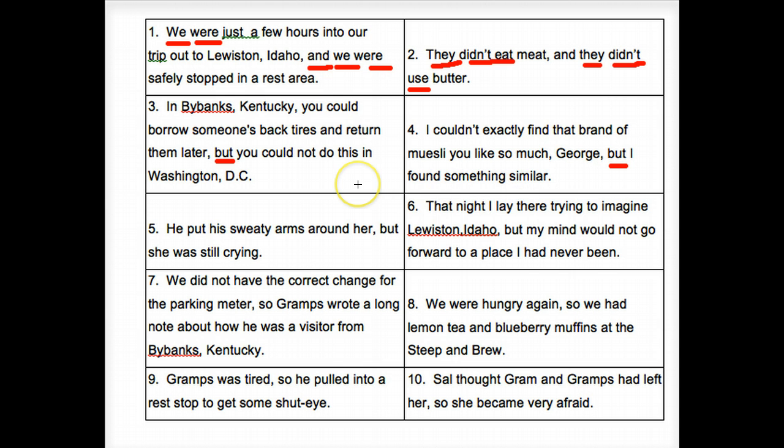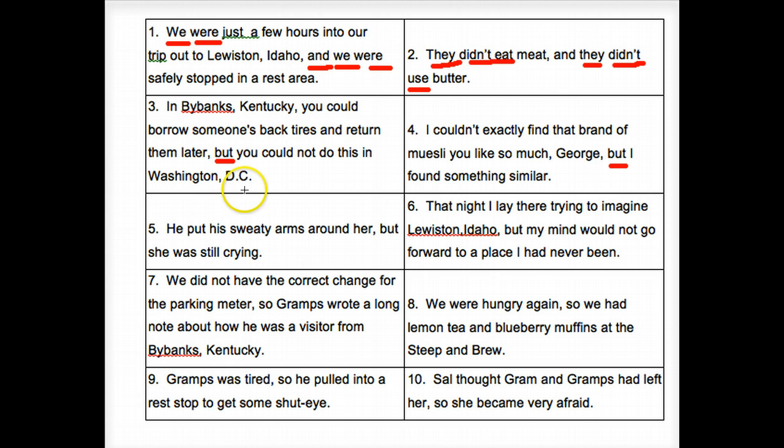In sentence number 3, what are the opposite ideas here? You can borrow someone's back tires in Bybanks, Kentucky, but you cannot do this in Washington, D.C. In sentence number 4, Mrs. Winterbottom is telling George that she did not find the cereal that he likes, but she did find something very similar, and it's okay, he will probably like that.